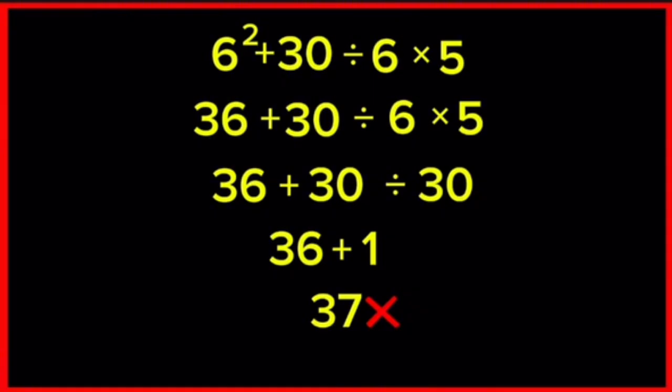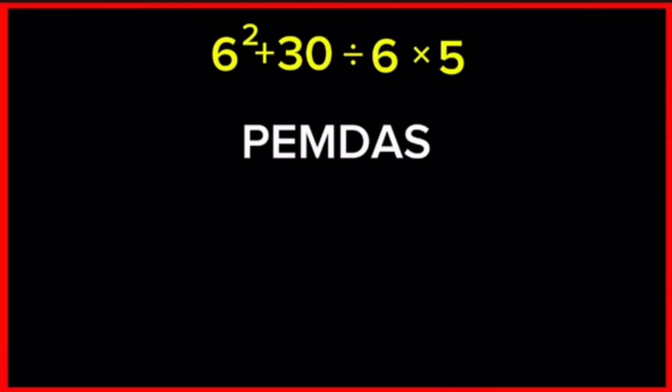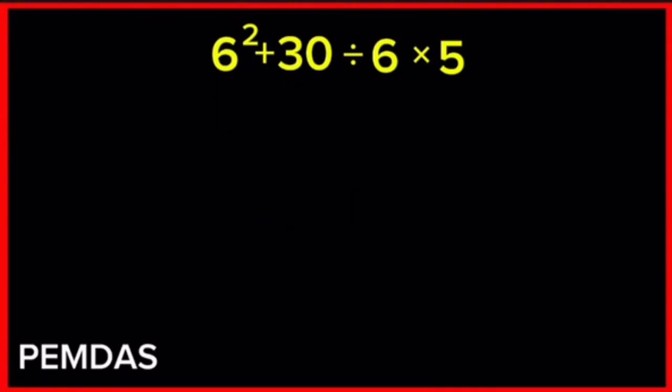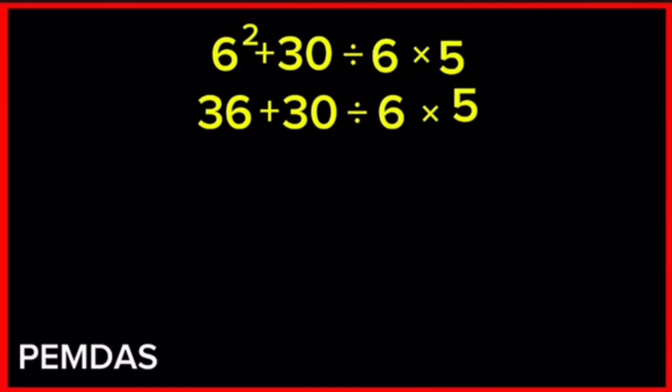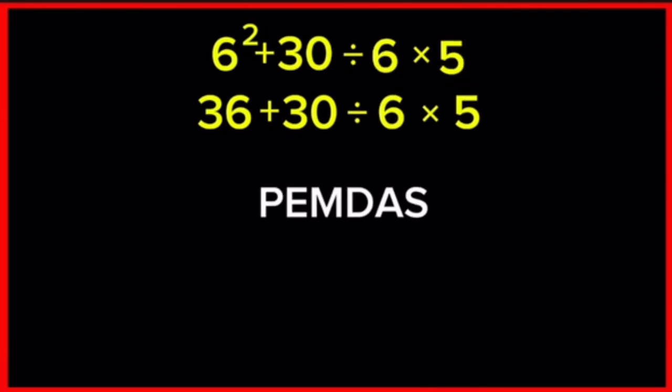To solve this problem correctly, we must once again follow the PEMDAS rule carefully. First, we calculate the exponent because exponents have a higher priority than the other operations in the expression. 6 squared equals 36, so the equation becomes 36 plus 30, divided by 6 multiplied by 5. Next, we move to division and multiplication because they both have a higher priority than addition.